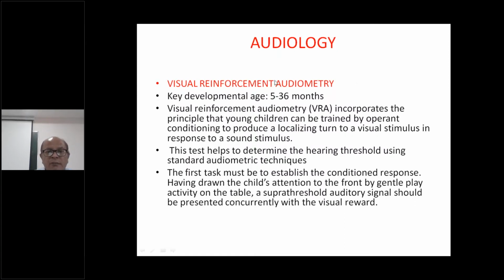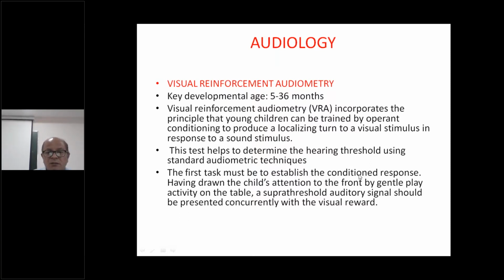Visual reinforcement audiometry: the key developmental age is 5 to 36 months, so in this period you can do it. It incorporates the principle that young children can be trained by operant conditioning to produce a localizing turn to a visual stimulus in response to a sound stimulus. This test helps determine the hearing threshold using standard audiometric techniques.